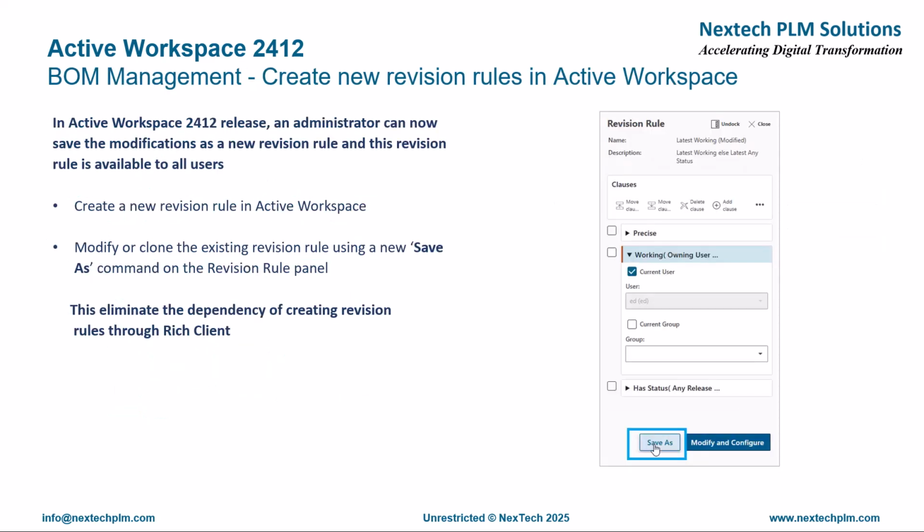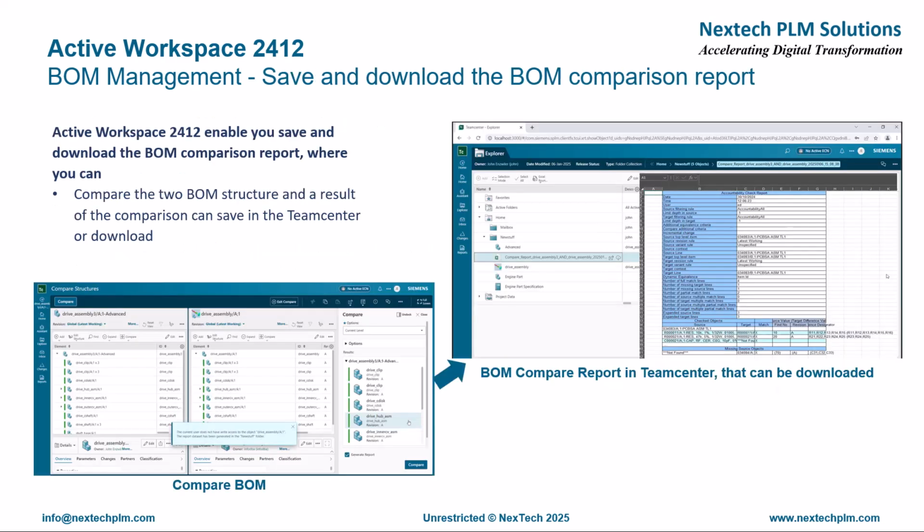Starting Active Workspace 2412, you can create new revision rules directly from the Active Workspace. This can be simply achieved by modifying or cloning the existing revision rule, using the new save as command on the revision rule panel. Most importantly, this capability in Active Workspace has completely eliminated the dependency of Rich Client for revision rule creation. On the similar line, BOM management also brings you a most valuable feature that enables you to easily download BOM comparison report. This report can be saved into Teamcenter and also downloaded for offline copy on your machine for analysis.